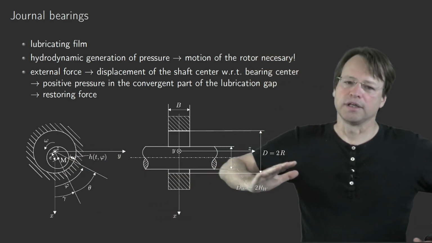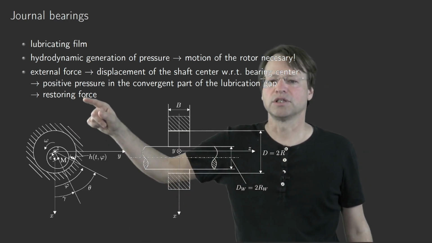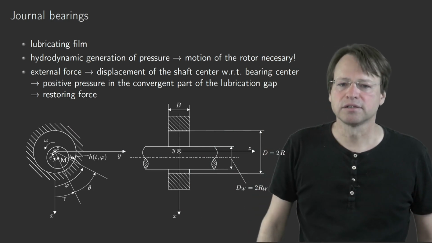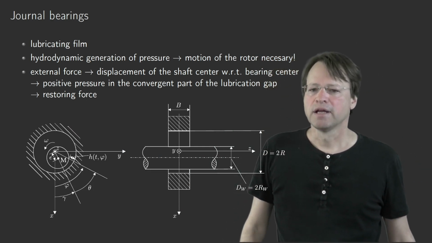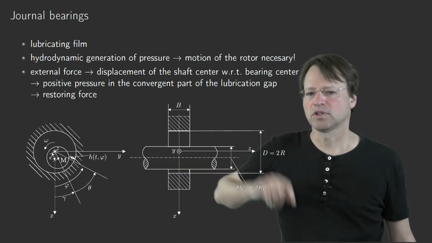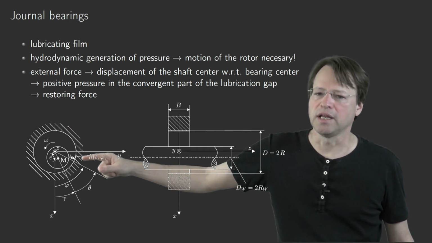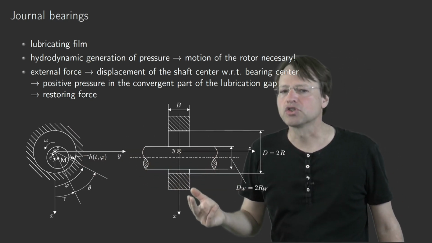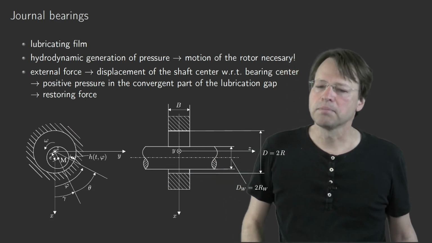oil. The oil is squeezed in the convergent part, so the pressure is positive, and in the divergent part it may expand, so the pressure, well, cannot become negative, that would be cavitation, but at least it drops down. And this pressure here that is in the convergent part then creates the restoring force that carries the rotor. This is the basic idea.